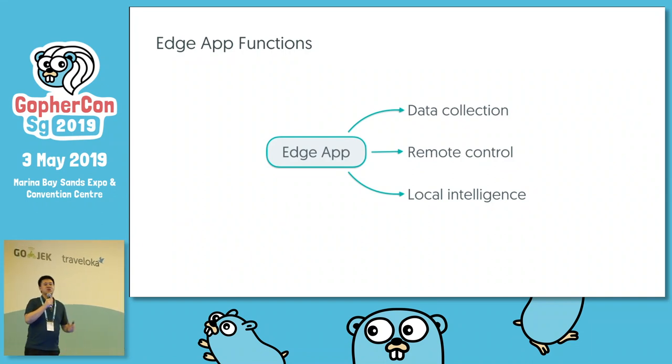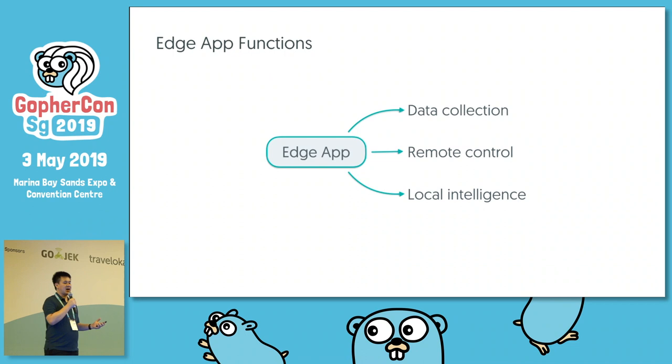Okay, now I want to talk more about the edge app, the apps running on the Spark. What is an edge app? Actually, an edge app is just a normal app compiled for the Spark environment. It's an ARM processor, and we package it as a Docker container.